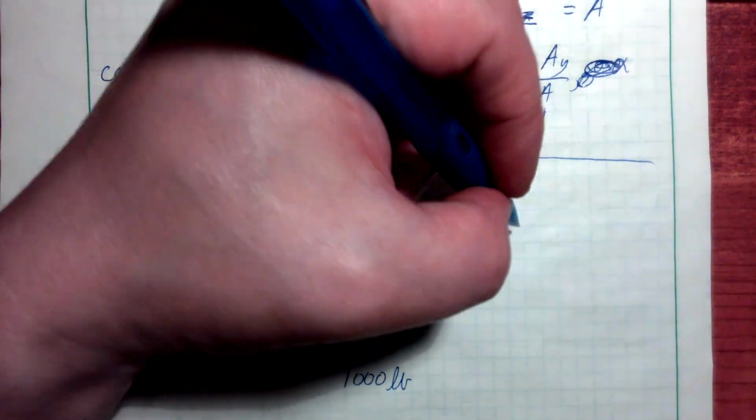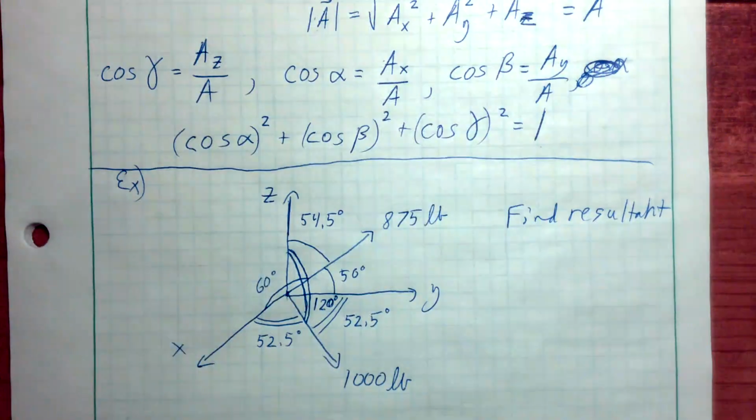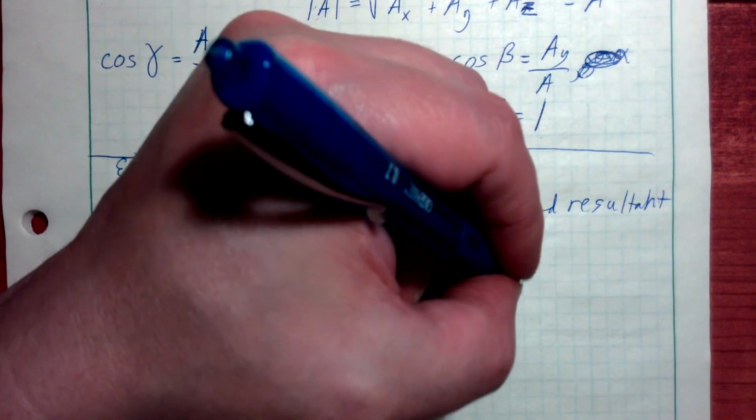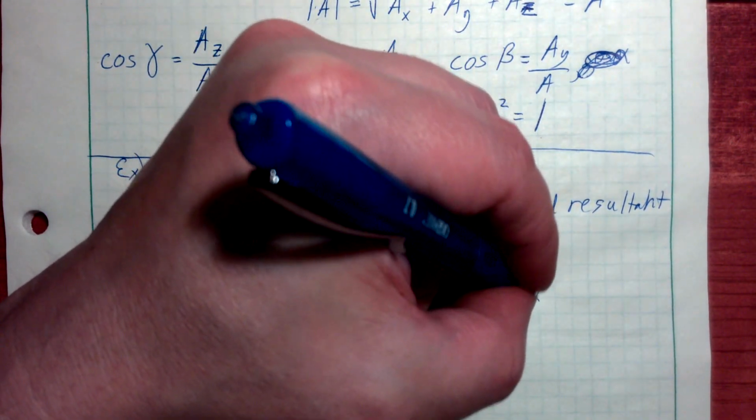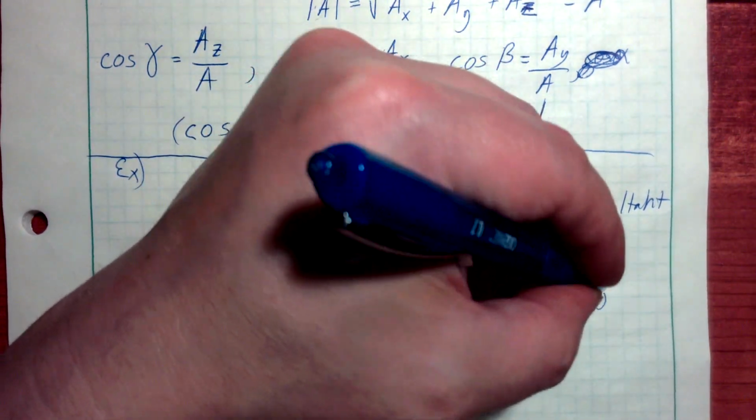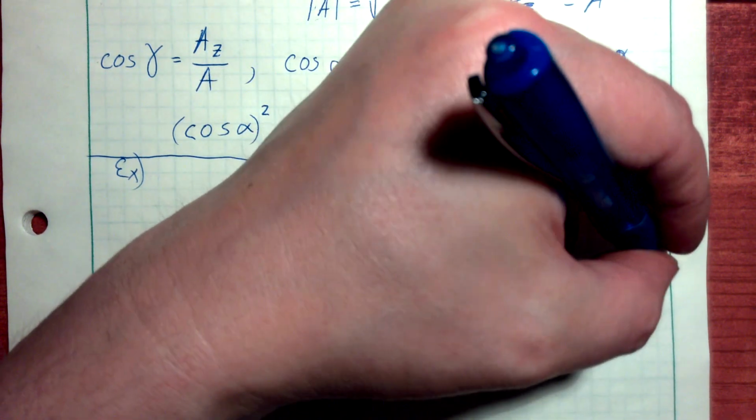What are we doing here? Find the resultant, which is just to say add these 2 vectors together. Cool. Well, as we discussed before, the resultant is simply going to be the resultant in the x plus the resultant in the y, and I'm multiplying by these unit vectors here, i, j, and k, plus the resultant in the z times the k vector.